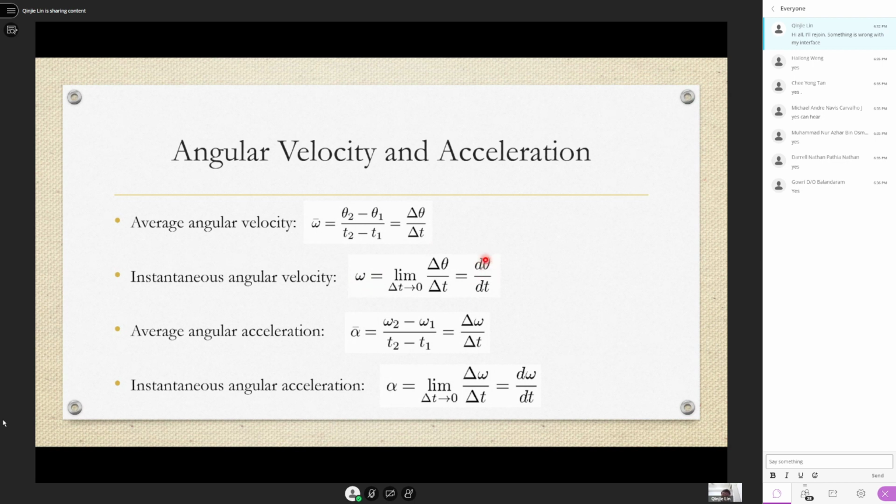Then moving on to acceleration, the definition for average is the same. Take the difference between angular velocities divided by the total time taken. That's how you get delta omega over delta t. And for instantaneous angular acceleration, same thing, instantaneous means you differentiate. Down here, we differentiate the angular velocity.